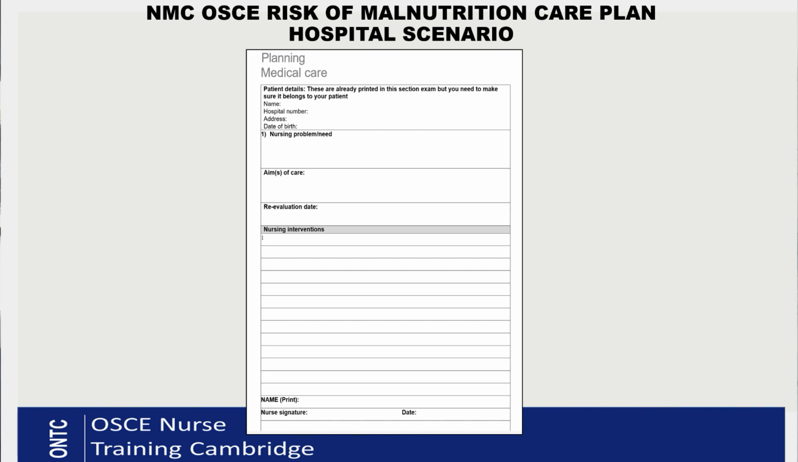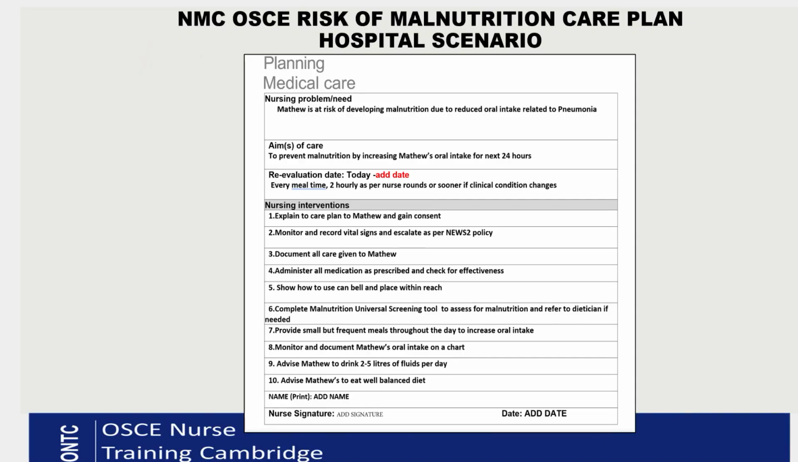So how do we write a malnutrition care plan for a hospital patient? The principles are the same. We're going to look at the template and complete it now. I've already shown you the blank one, but now we're going to complete a template for the care planning. If you look at the first box, which is your patient details, they're already completed for you, so you don't need to worry about those.